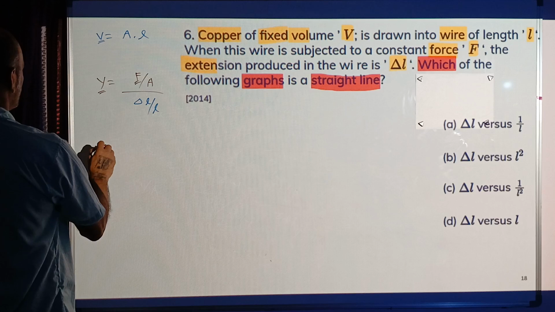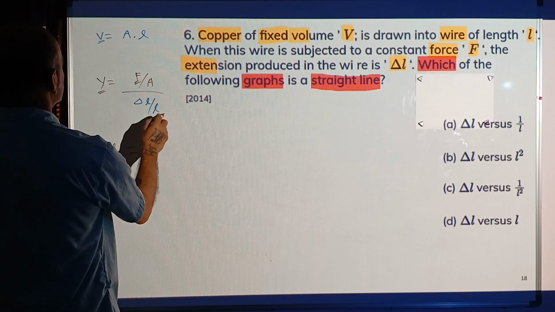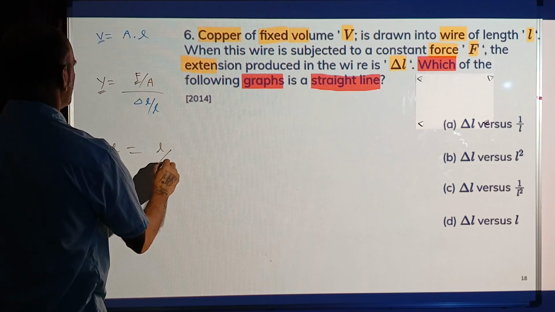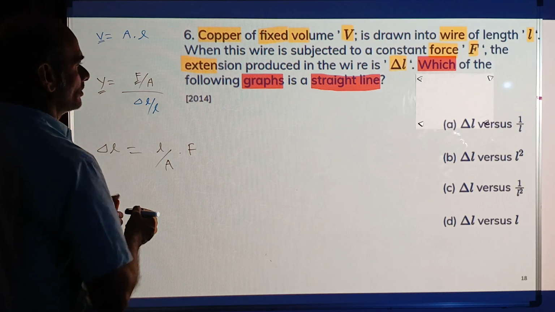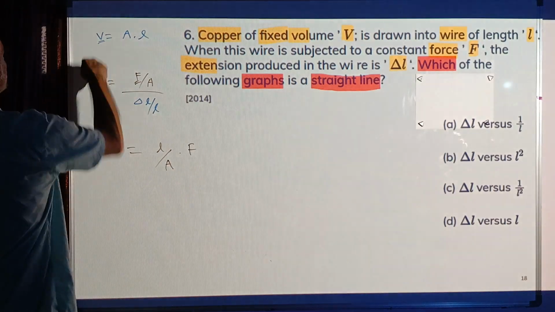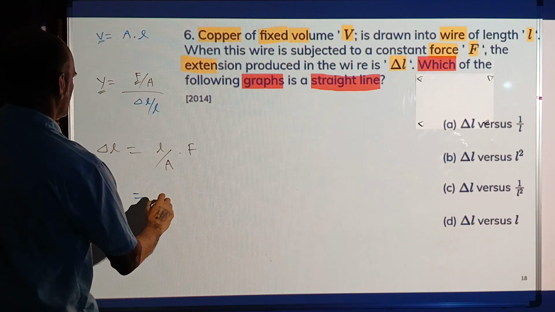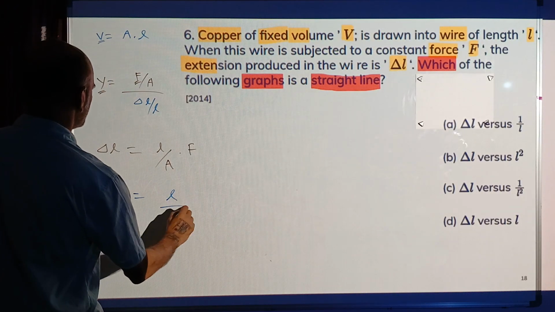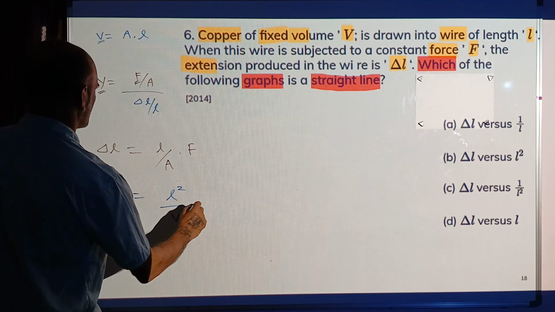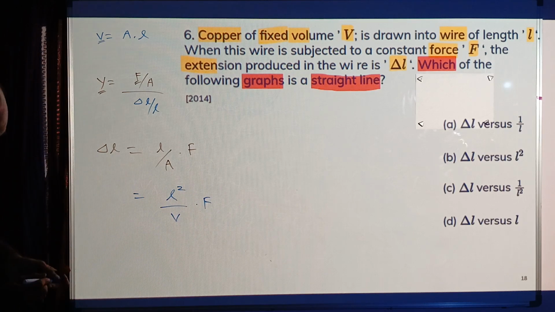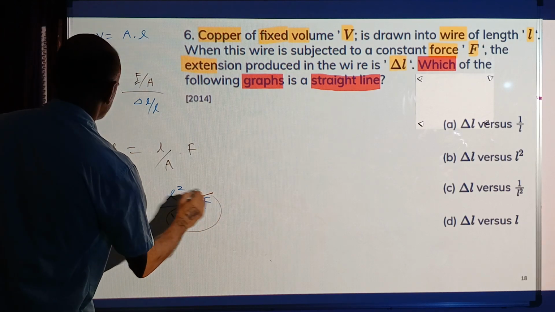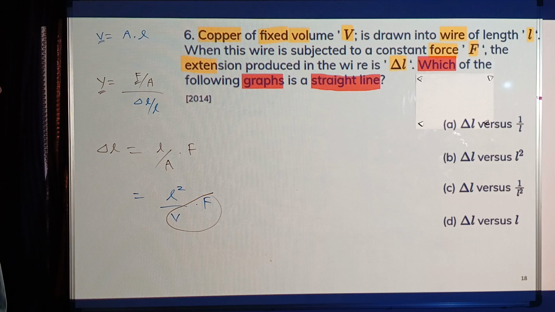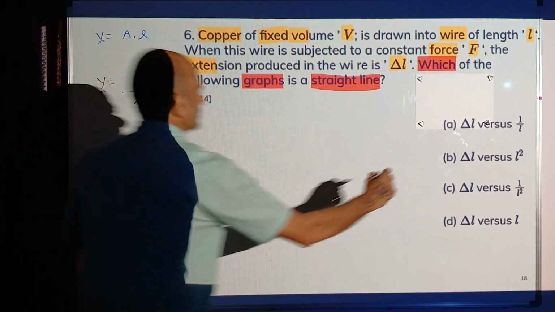So I'll take delta L to the left side, and this L will go up, L by A into F. F is a constant, and A is not there. So A I can write as V by L. If I write A as V by L, L will go up, L square into F. F is constant, V is constant. So these two are constants. So variable is delta L and L square. And this is a straight line relation. So delta L versus L square will be a straight line.